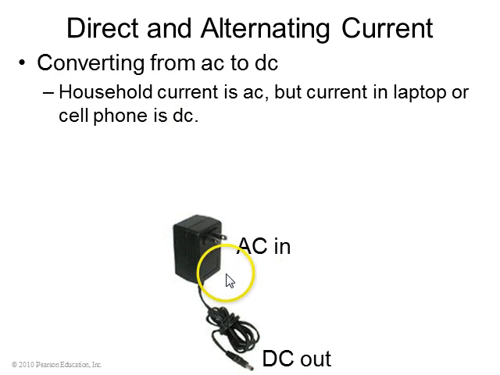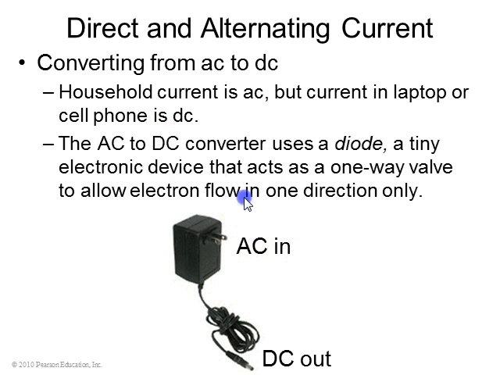And it's good to note that your laptop or your cell phone uses DC, so you need a converter when you plug in your laptop or your cell phone, which converts the AC coming in. And there are little diodes in here, which are little one-way valves that only allow the current in one direction, so you get DC out.